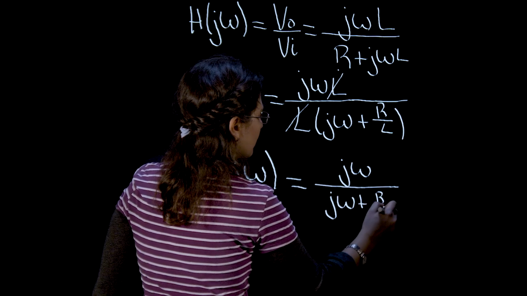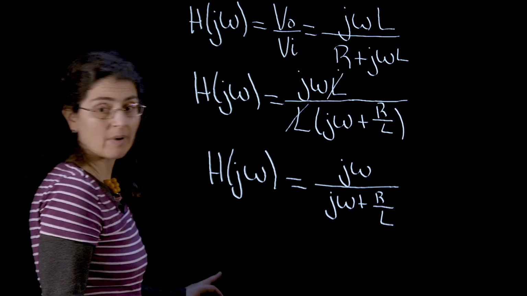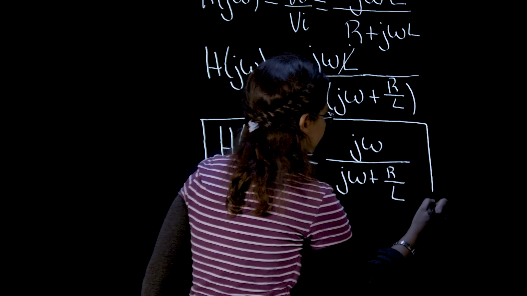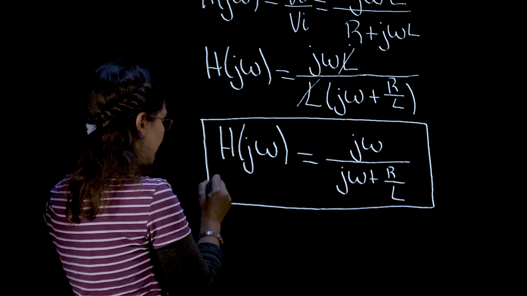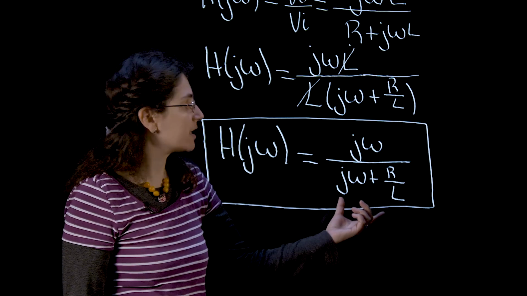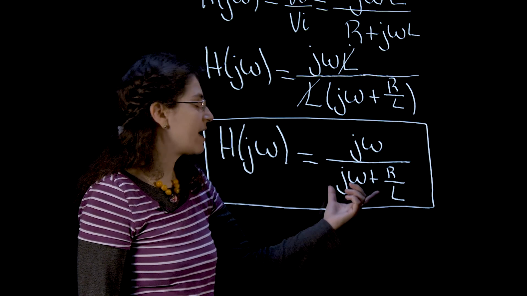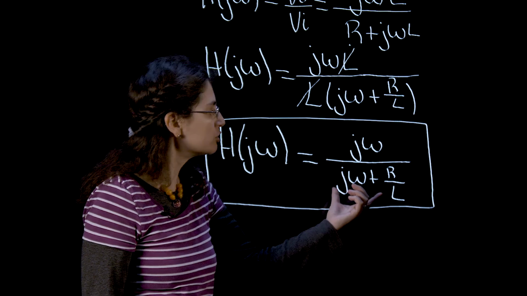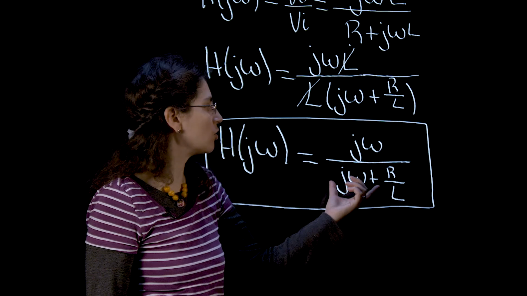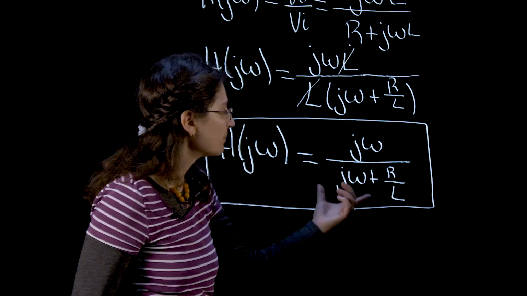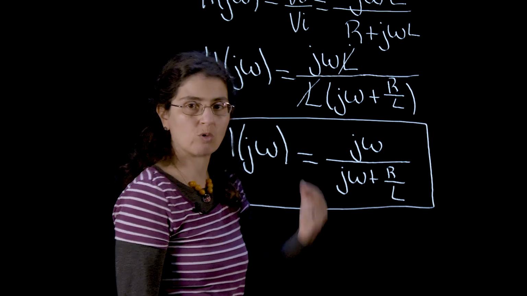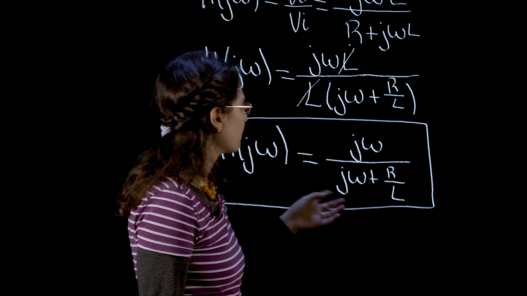And then this L goes with this L, and our transfer function is then j omega over j omega plus R over L. Now remember that when we get to this point, we have our transfer function here. It's important to see what the poles of our circuit are. Basically, the poles are the solutions or the roots of the denominator of the transfer function, which is sometimes called the characteristic equation. So the roots in this case will be R over L. It's one root because there's one.